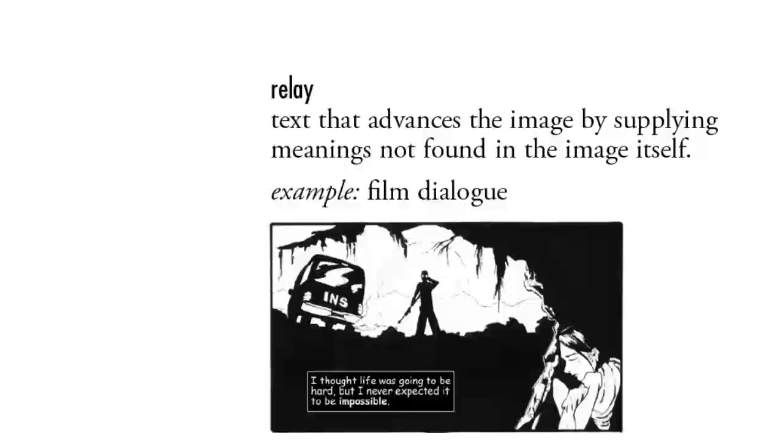But then the text is telling you things that you cannot get by looking at the image. So this caption, "I thought life was going to be hard, but I never expected it to be impossible." That's not a message that we can discern just by looking at the image. And so that's how relay works. Those two things are fairly separate, and each brings their own new bit of information to the overall message.